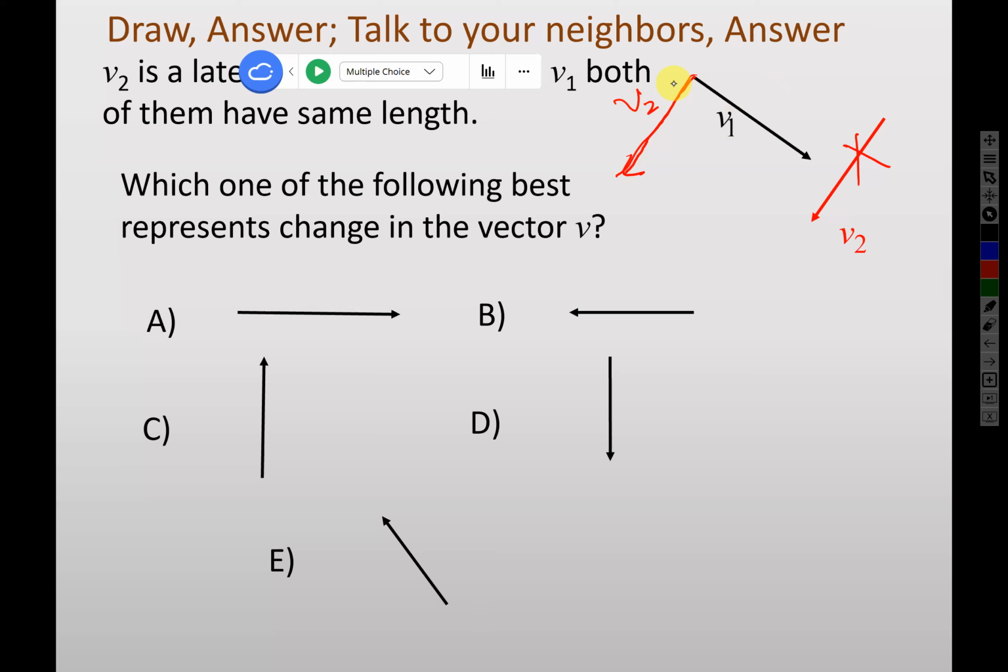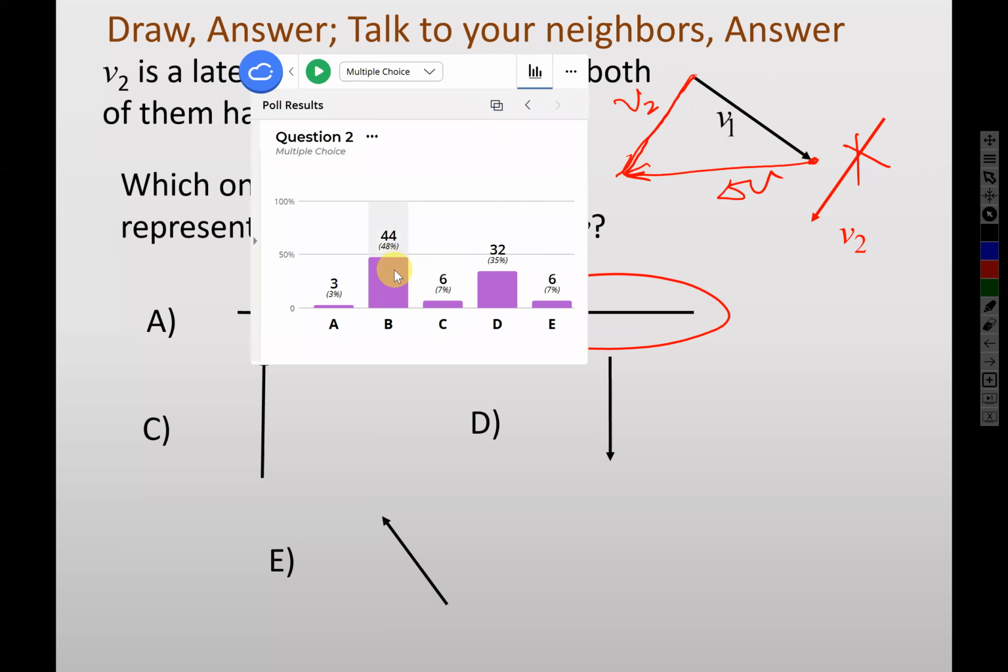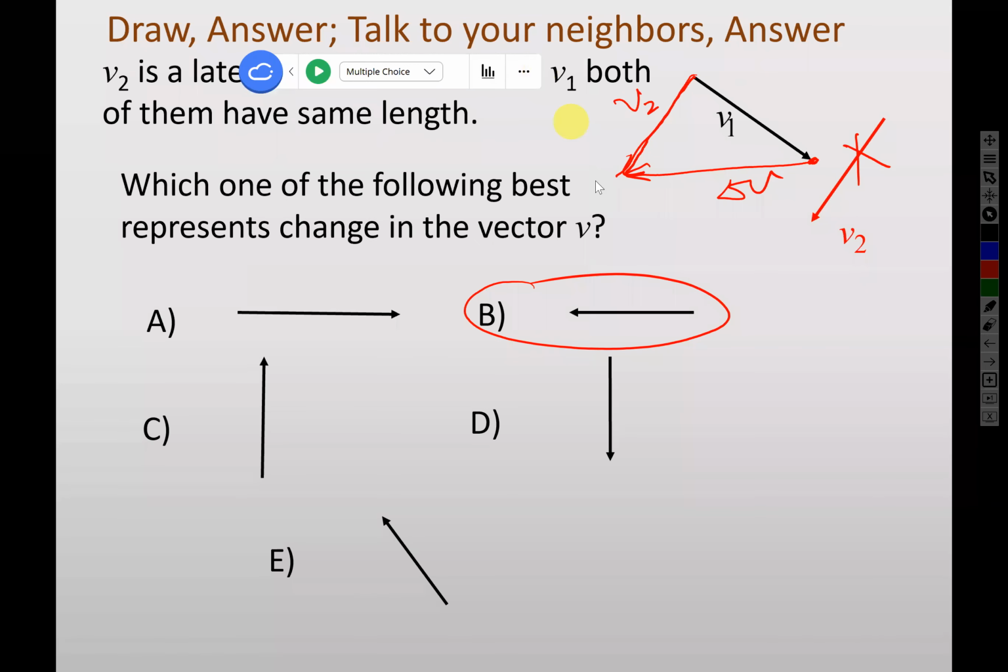So now how do I draw the change? To draw change, we start from tip of previous to the tip of later, okay? So that's the change here, okay? So that means B is the correct answer, okay? So yes, it improved, but did not improve by much.